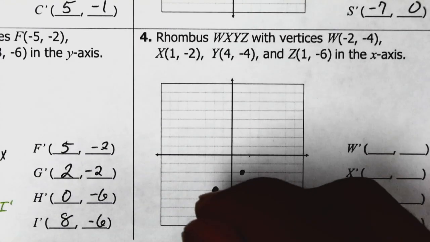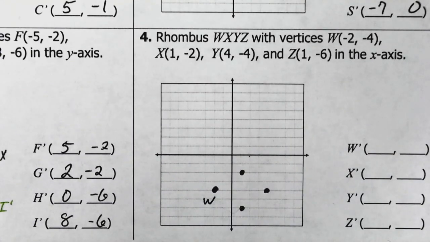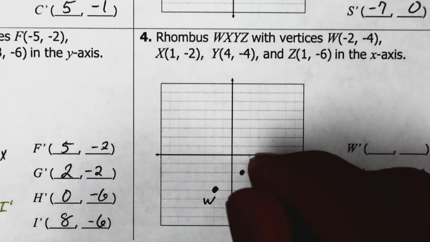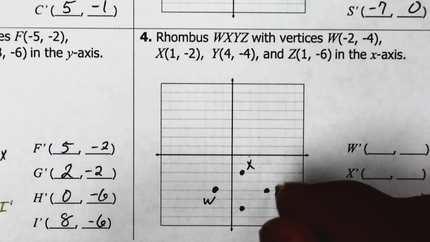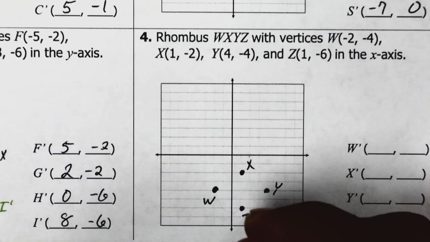All right. So this is W. This is X. This is Y. And that's Z.